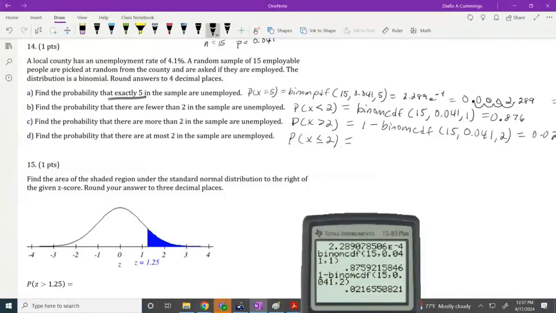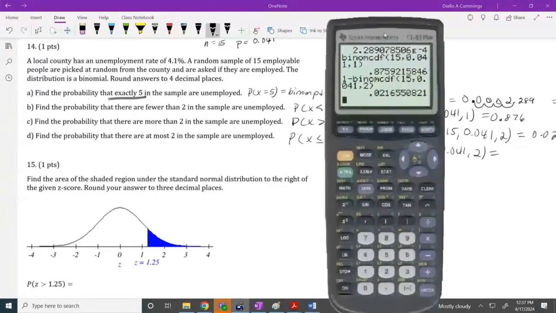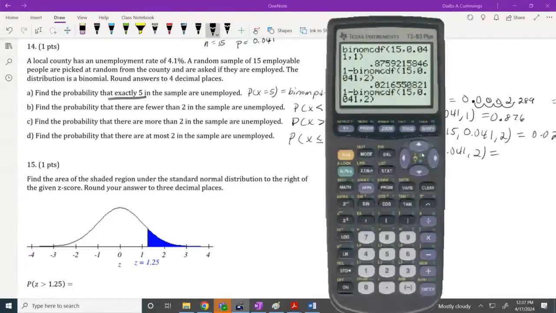So here we can use that binomial CDF. This is 15, 0.041, 2. If we put that into the calculator, we get 0.978.